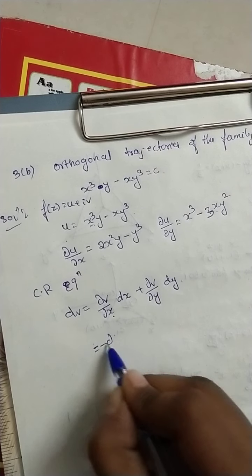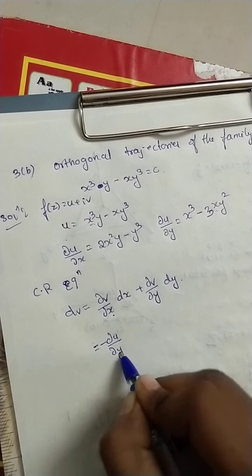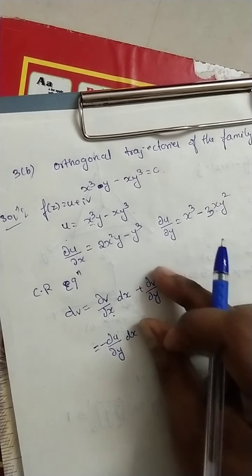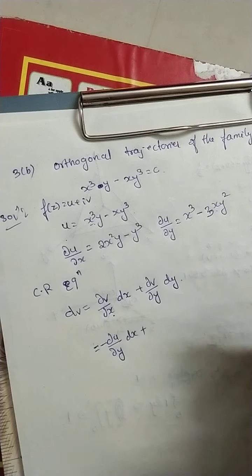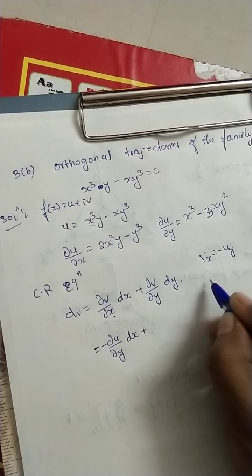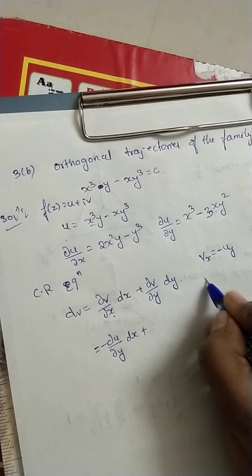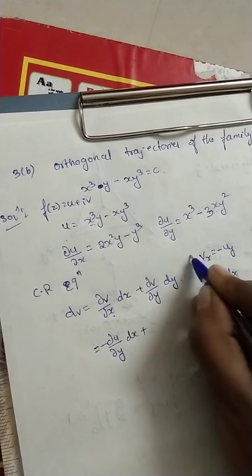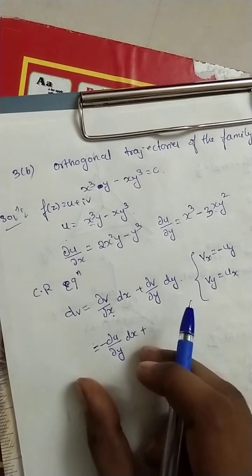Okay, so negative of du by dou y into dx plus again vi is equals to ux. Means what? Vx is equals to minus uy and vy is equals to ux. This is our CR equation, so that we have to apply here.